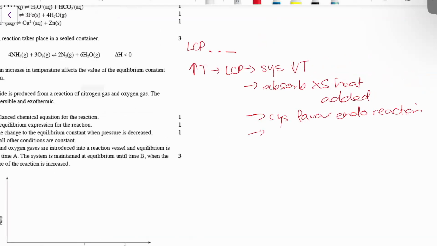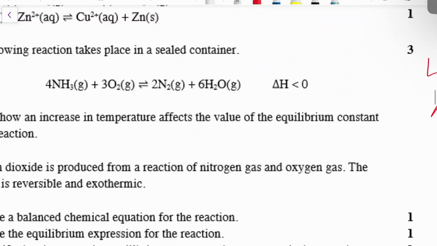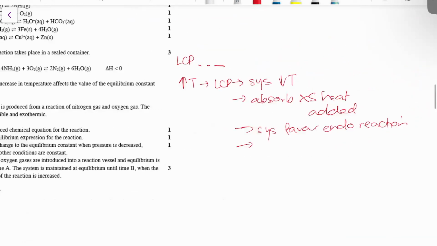So based on the equation and the delta H given, is the endothermic reaction the forward reaction or the reverse reaction? The reverse. So the endothermic reaction is the reverse reaction, which has the delta H positive. So if it's the reverse reaction, do we go right to left or left to right? Right to left.